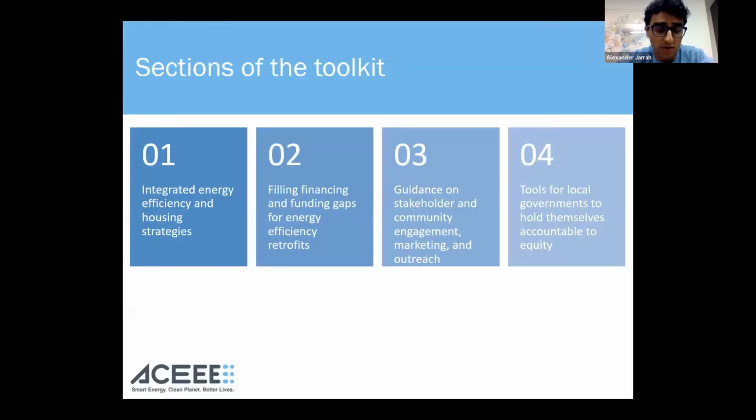So this toolkit has 4 primary sections. The first is integrated energy efficiency and housing strategies. The second is filling financing and funding gaps for energy efficiency retrofits. The third section covers guidance on stakeholder and community engagement, marketing, and outreach. And lastly, the fourth section is not energy specific, but it's tools for local governments to hold themselves accountable to equity.